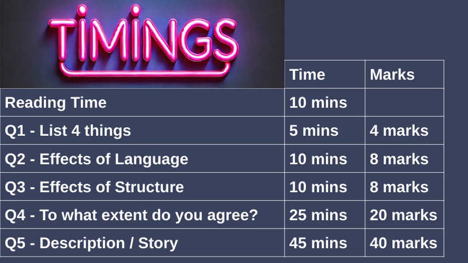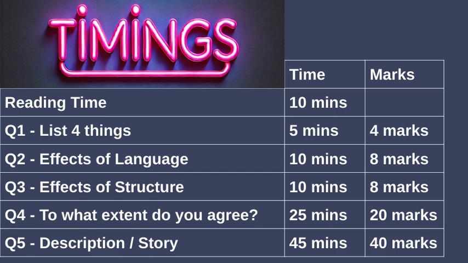So, obviously, you can just see question one is to list four things you learn. I'd spend 5 minutes for your 4 marks. Question two, the effects of language, 10 minutes, 8 marks. Question three, the effects of structure, 10 minutes, 8 marks. And then question four, to what extent do you agree? And remember, you're going to agree, 25 minutes, 20 marks. And then question five is the choice of a description or story, and that's 45 minutes and 40 marks.